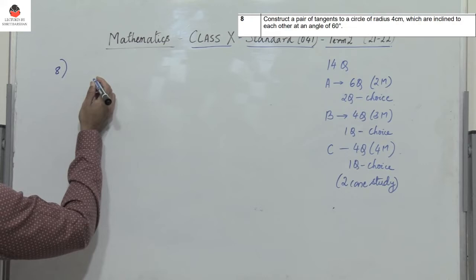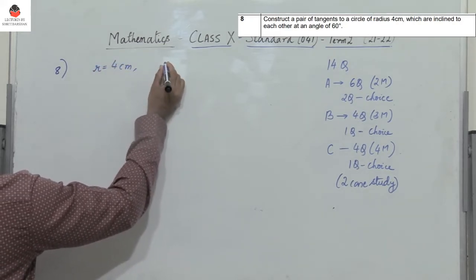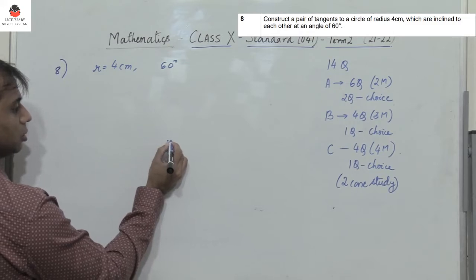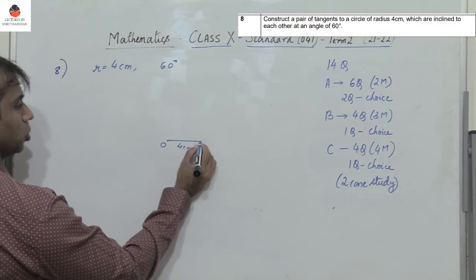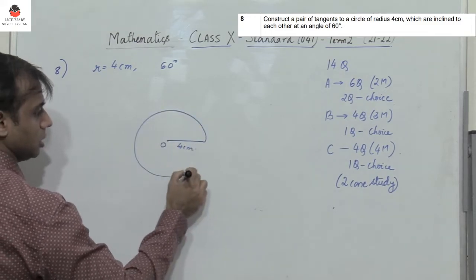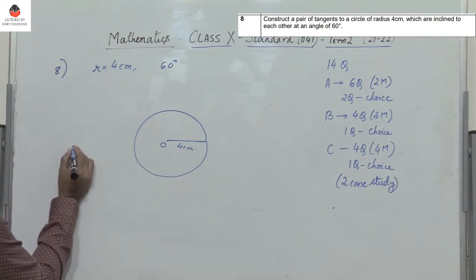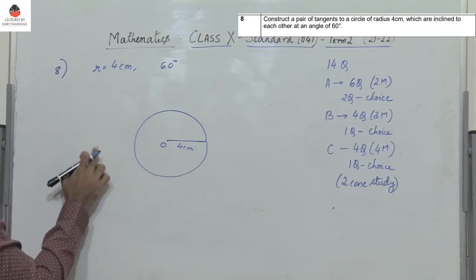So construct a pair of tangents to a circle of radius 4 centimeters which are inclined to each other at an angle 60 degrees. So make sure that you have all the geometric tools to do the construction, and I'll explain the process of construction roughly. So first of all, draw a circle of radius 4. So this is 4 centimeters. Let the center be O. With radius 4, draw a circle. So this is the first thing here. Next, we have to draw 2 tangents to this circle such that the angle between these 2 tangents is 60 degrees, right?